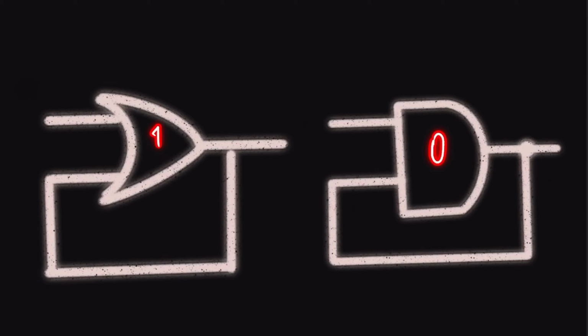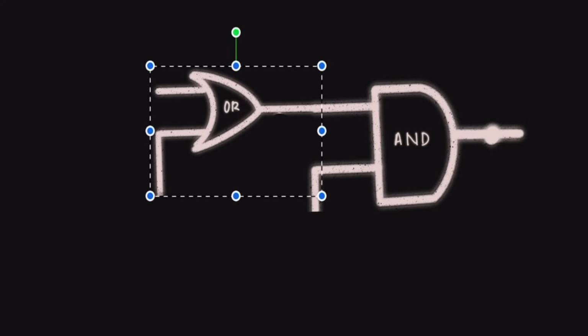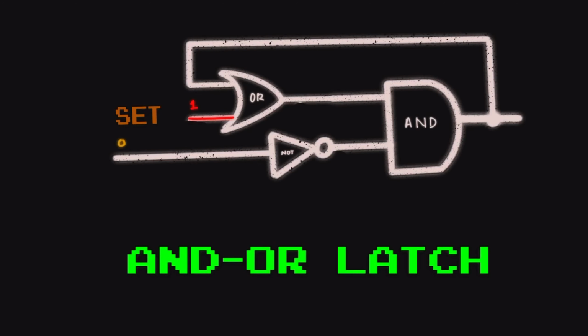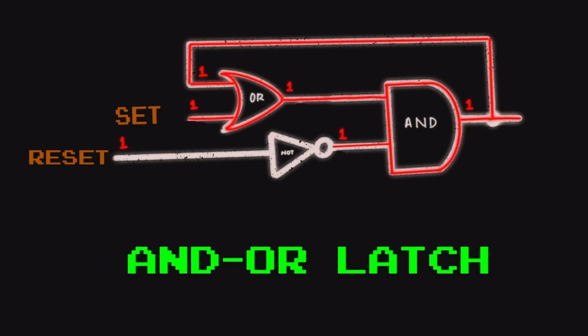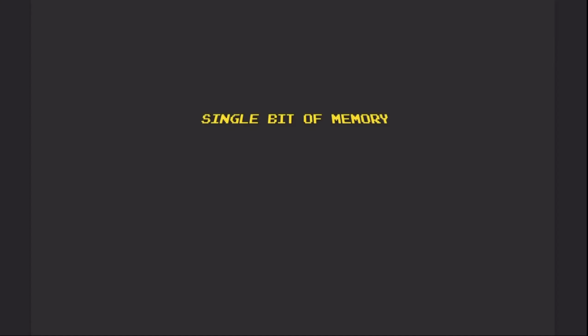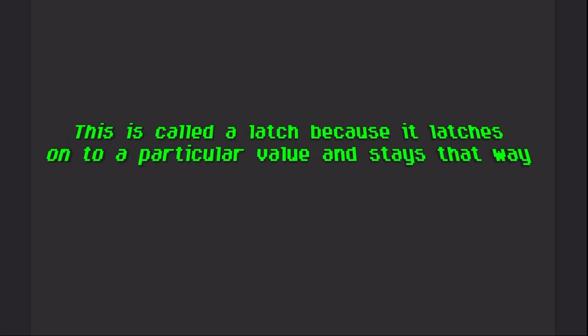So, we have found a way to record 0 in a circuit and a way to record 1 in a circuit. To make this a useful piece of memory, we have to combine these two gates to make what is called an AND OR latch. We got a set input that sets the output to 1 and a reset input that changes the output to 0. If set and reset are both 0, the circuit outputs whatever was last put in it. In other words, these latches can remember a single bit of memory. This is called a latch because it latches on to a particular value and stays that way.